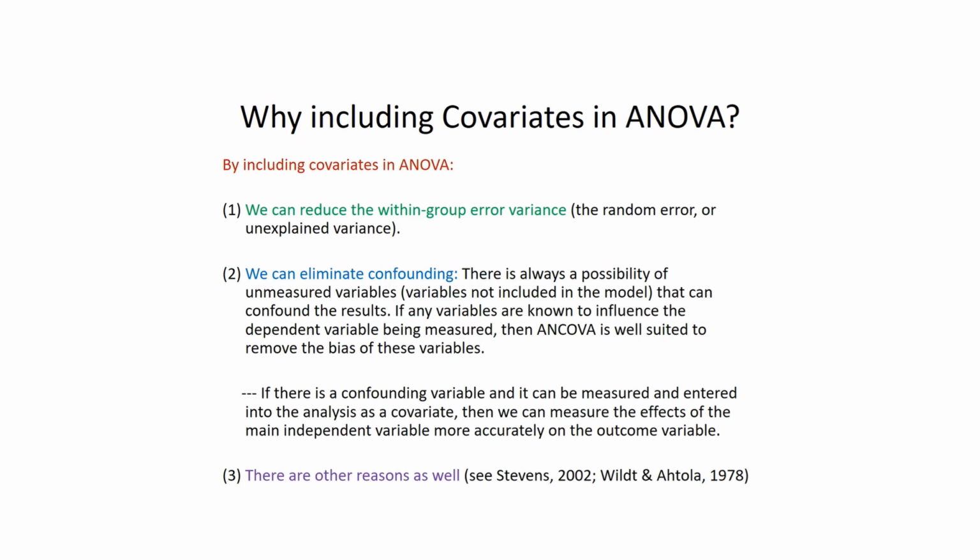So why should someone opt for this ANCOVA? Why should someone include these covariates in ANOVA? By including these covariates in ANOVA, we can reduce the within group error variance, which we call random error or unexplained variance. In simple terms, unexplained variance is the difference between what you predicted and what the actual experimental result is. It's like the gap between what you expected to happen and what actually happened.